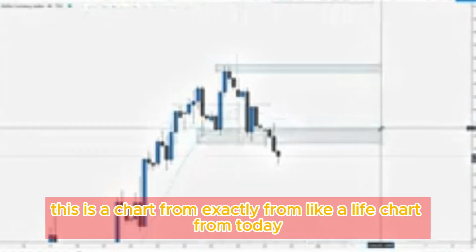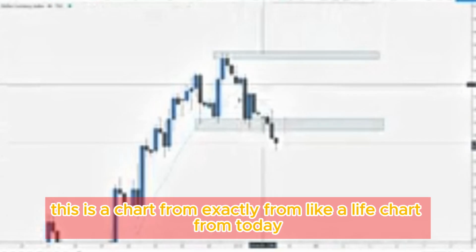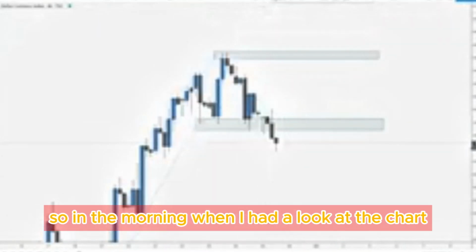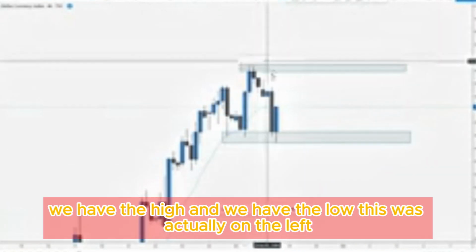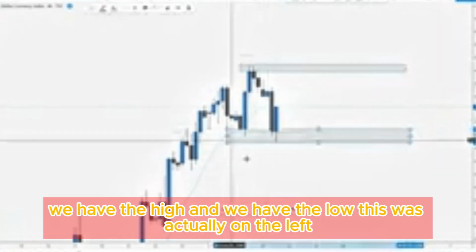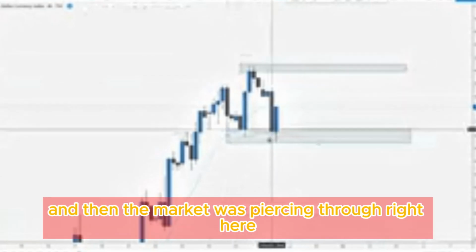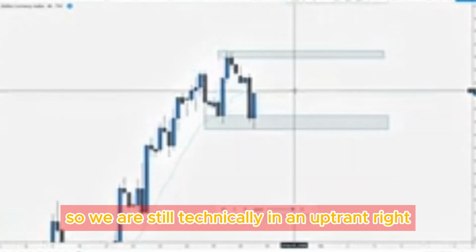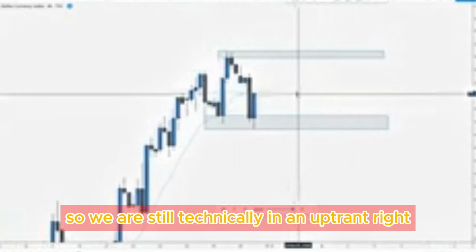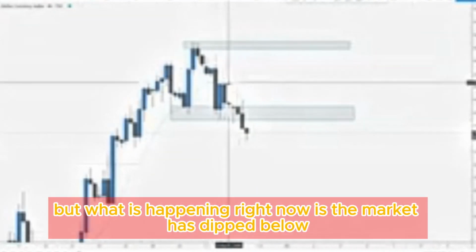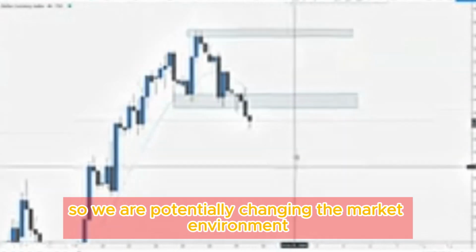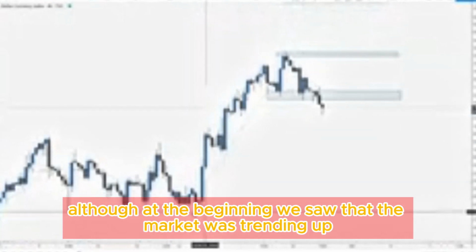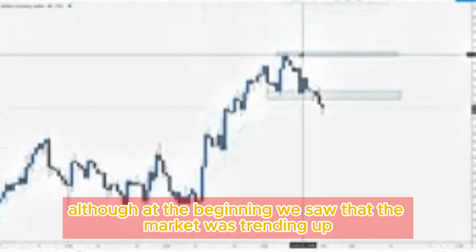This is a live chart from today. So in the morning, when I had a look at the chart, I was looking at it like this. What I saw is that, okay, we have the high and we have the low. This was actually on the left, the higher low formation, and then the market was piercing through right here. So we are still technically in an uptrend. All right, so this is how I look at the market. But what is happening right now is the market has dipped below. So we are potentially changing the market environment and we're changing the market structure. Although at the beginning we saw that the market was trending up.